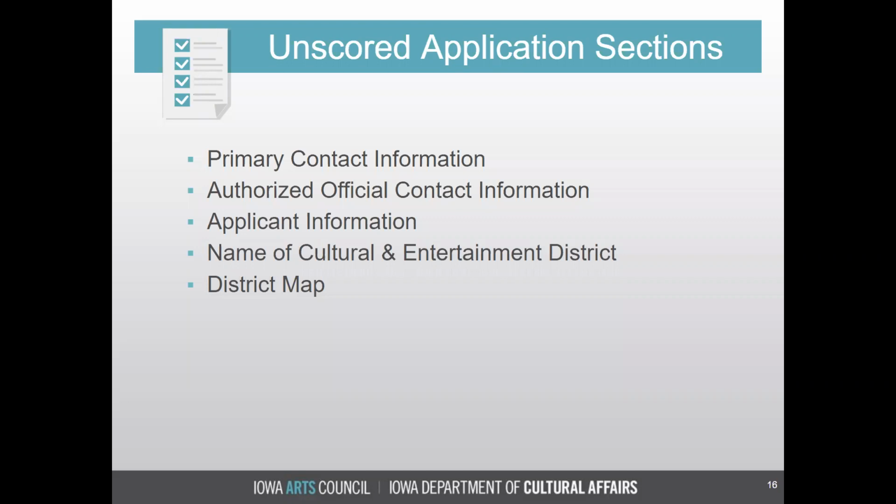Applicant information will ask for the contact information for the eligible entity submitting the application. This should be the entity that will enter into the 10-year memorandum of understanding and will take responsibility for reporting requirements on behalf of the district. This entity will remain unchanged over the course of the 10-year period. The name of your proposed cultural and entertainment district will also be included, as well as the district map, which is a map or image of the district, including the street names, transportation corridors, and facilities, and overall district boundaries.